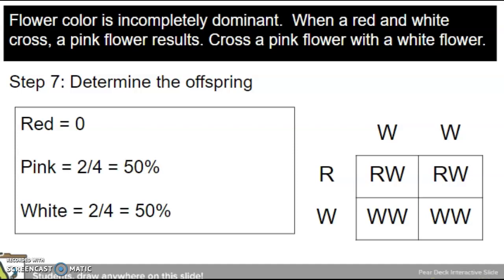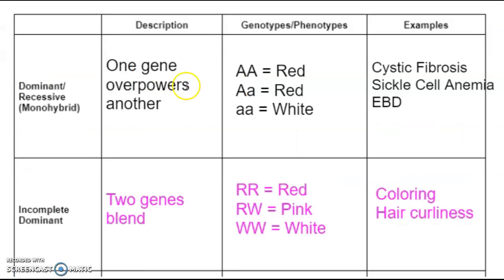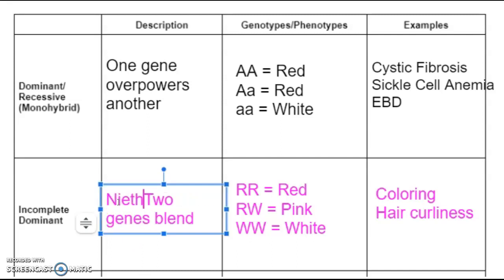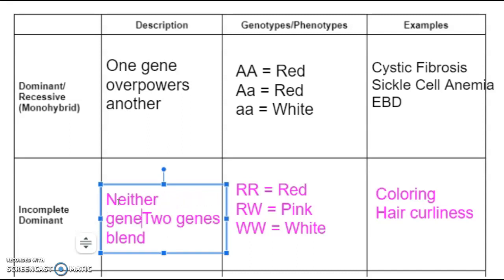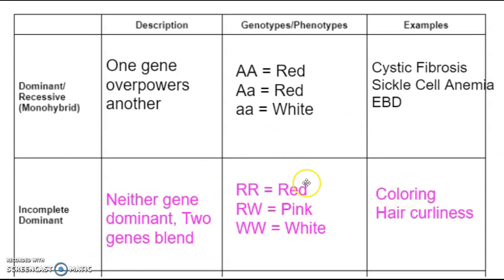So now that we know what incomplete dominance is, we're going to go ahead and fill in our chart in your notebook or in your note packet. So we know that in incomplete dominance, two genes blend. And actually, I'm going to add in here, neither gene is dominant and the two genes blend. I have an example of the genotypes and phenotypes here, right? Big R is red, big R and big W is pink, and WW is white. And then some of the examples we went over are coloring and then hair curliness.